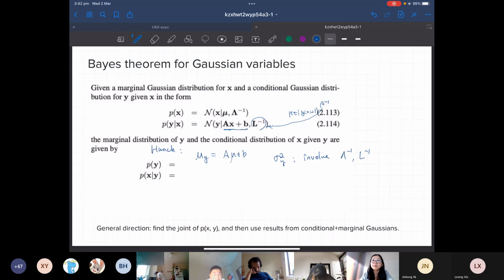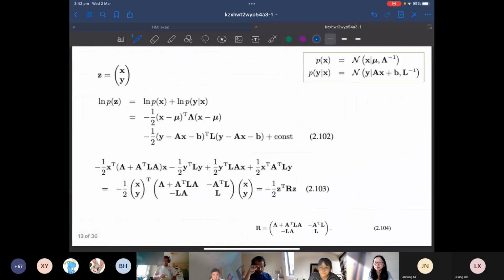And the mean of x given y, it should involve all of these parameters, right? So mu, a, b, and maybe even the precision parameters. Same with the sigma squares. So let's see what we can do here.